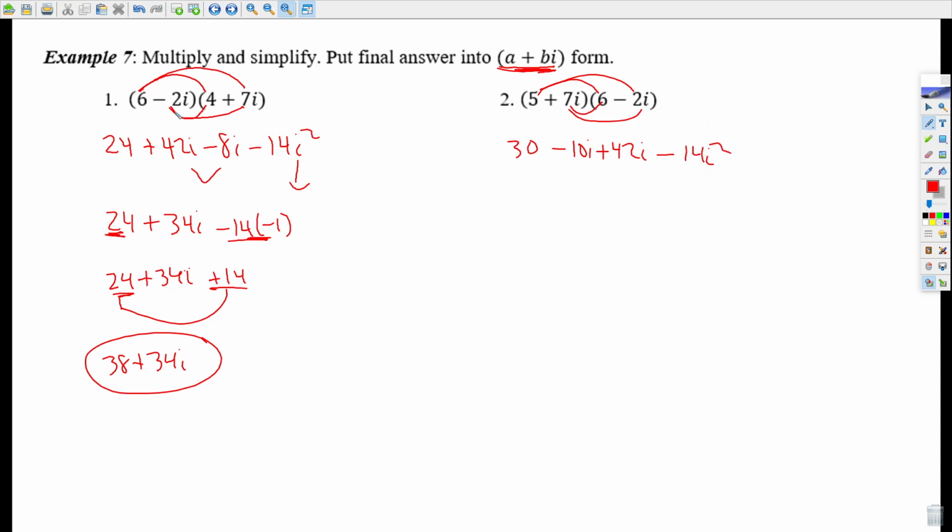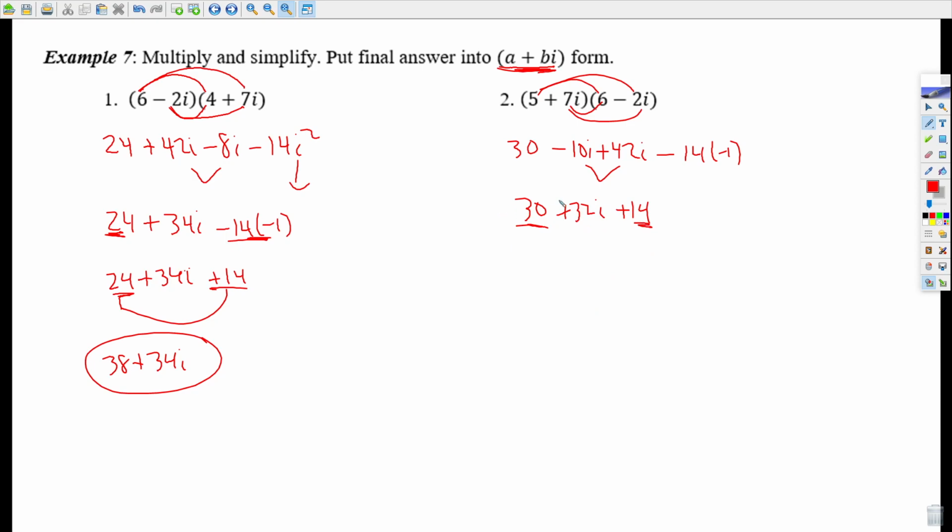So some of the stuff looks similar to the other one we just did. Combine these two in the middle, change i squared. If you want to and you know how to do it, you can just change i squared right away. And we say, okay, this is just negative 1. Or you can go even further and say, it's going to change this whole thing to a positive 14. All right, so we have 30. Put those two together, you get plus 32i. And this will become plus 14.